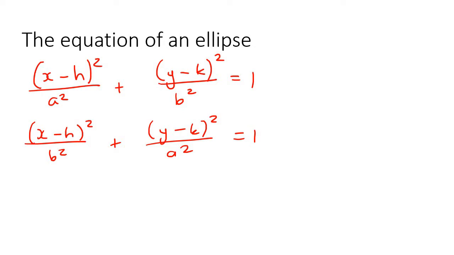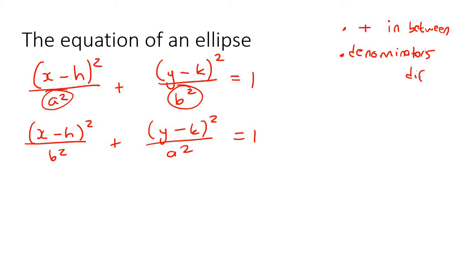The next thing I want you to understand is that, well, let's quickly make some notes. So it must be a plus in between. Then these numbers must be different. So the denominators are different. If they're the same, then it's a circle, not an ellipse. And then the right-hand side, or the answer, must always be equal to 1. Okay? That's what makes it an ellipse.